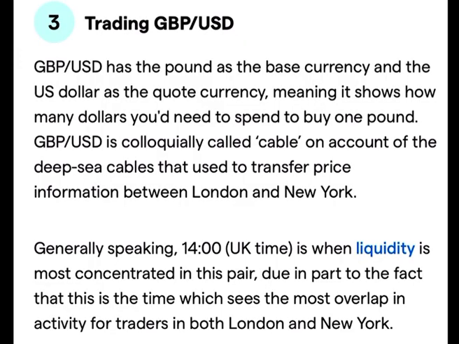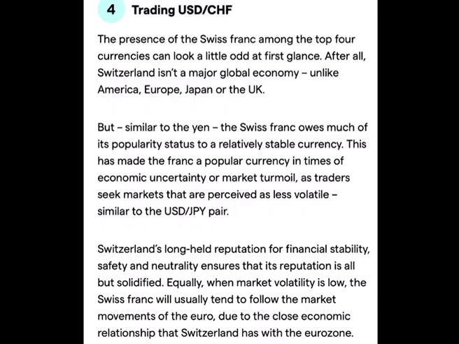Another one that has liquidity and can move very fast is GBP/USD. That's British pounds and US dollars, right? When they pair them together, it has the pound as the base currency and the US dollar as the quote currency, right? You need a certain amount of US dollars in order to buy pounds, just as when you go to an exchange, right? You need certain amounts to exchange to another currency.